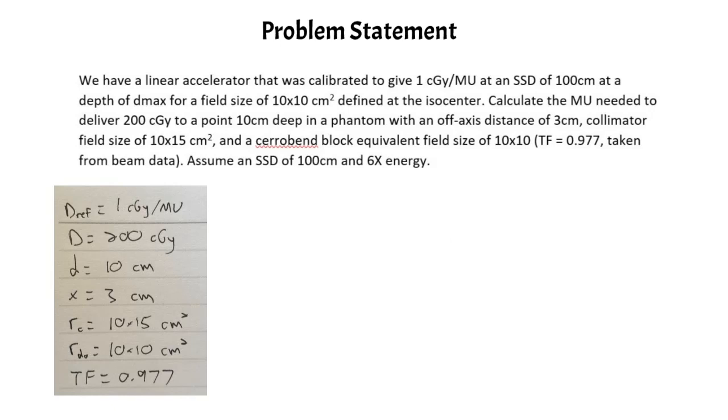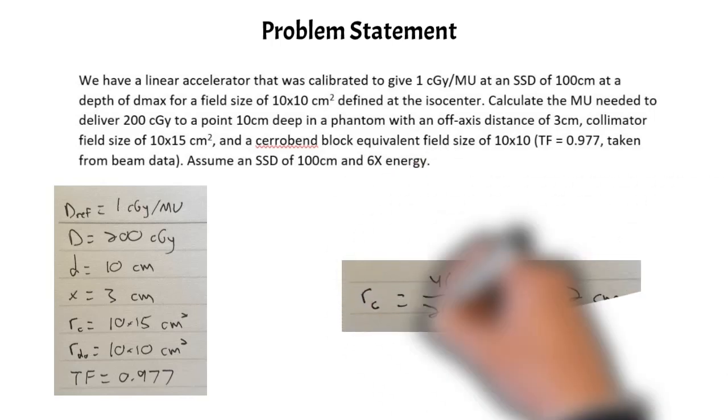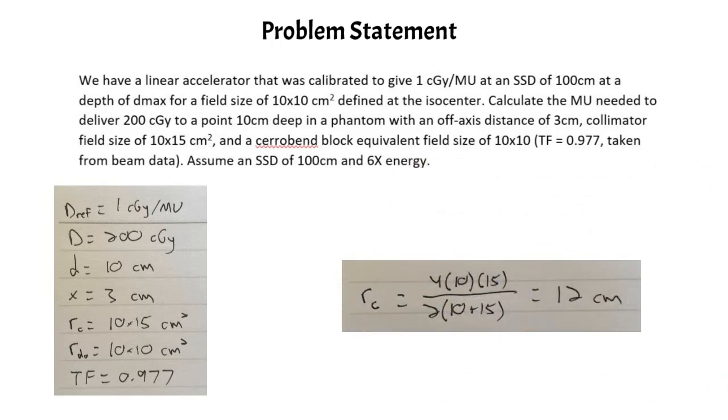So if you ever have two field sizes, one defined by the collimator and one defined by a block, you always use that block field size to define your PDD value and your phantom scatter value. And once again, our SSD is 100, which is the same as the reference condition, so there's no need to convert our PDD to a different SSD because we're in the same geometry. We also have a rectangular collimator field, and so we can calculate an equivalent square field size using the 4A over P equation, and we get an equivalent collimator field size of 12, which we will use in our calculations.